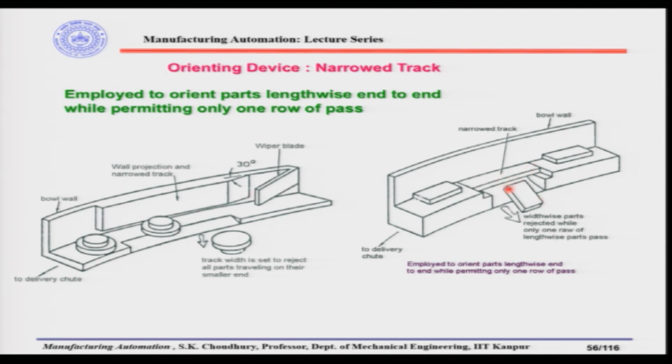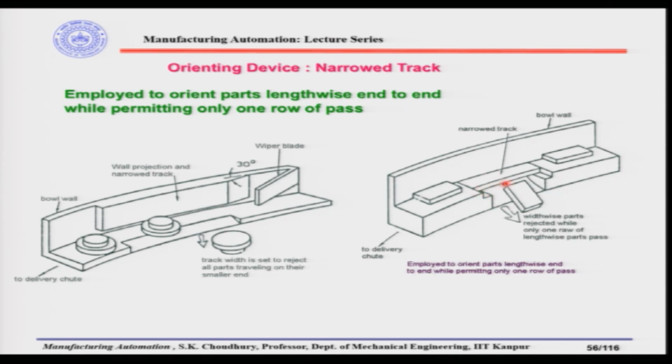Suppose we have the orienting device for a rectangular part like this. Here there is a narrowed track, and that narrowed track has been made by a different orienting device. This kind of orienting device, that is, a narrowed track or V cutout or scallop, can be made as a block, for example, and inserted here.